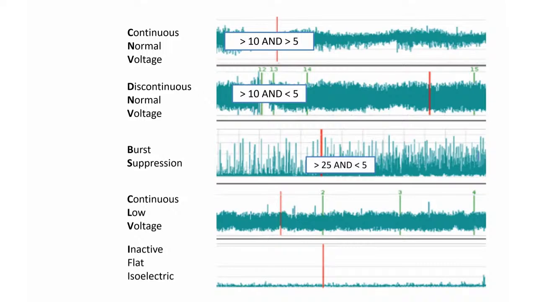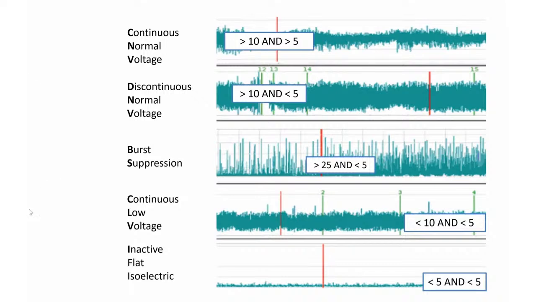Burst suppression is, by definition, the lower margin is always less than 5, but the bursts cause your aEEG pattern to always be at least 25 microvolts. So you have burst greater than 25, but then suppression less than 5. Then we have our low voltage, which is that upper margin less than 10, and typically the lower margin being less than 5, unless it's being contaminated. And then we have our inactive or our flat tracings, which are everything is less than 5.